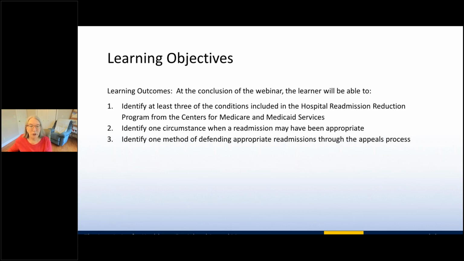So when you do your survey, you're going to see questions on these 3 learning objectives. I just want to warn you about question number 2. When I say identify 1 circumstance when a readmission may have been appropriate, that means a readmission that you should have gotten paid on, okay? It was an appropriate readmission, not inappropriate according to the payer. Not one that should have been denied, but one that should have been paid. I probably could have worded that a little bit differently. I think you'll get it, because one of the answers is going to be different from the others, so the one that's different is going to be your answer. I just didn't want that one to trip you up.